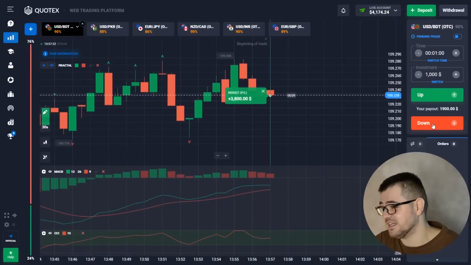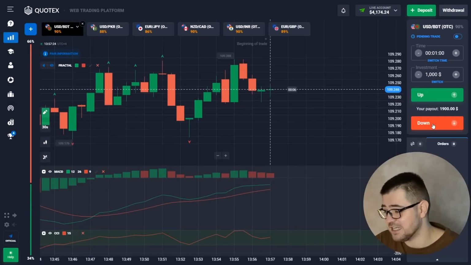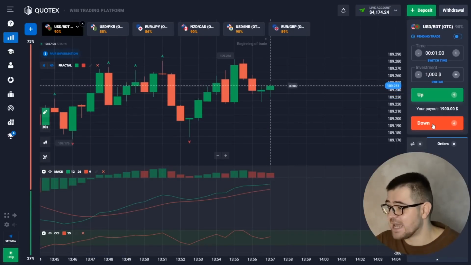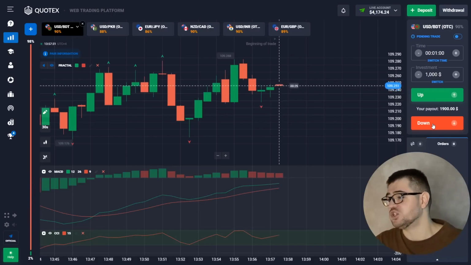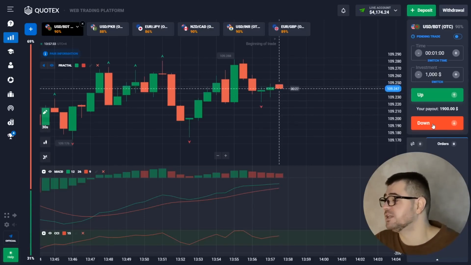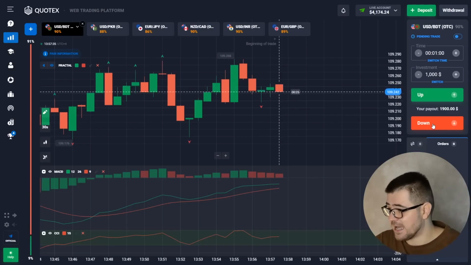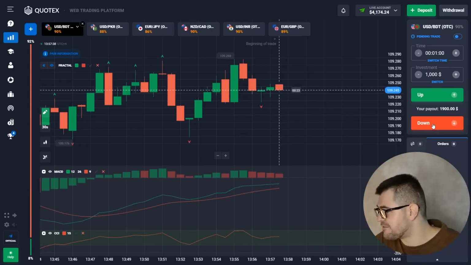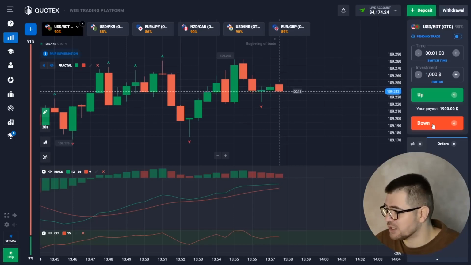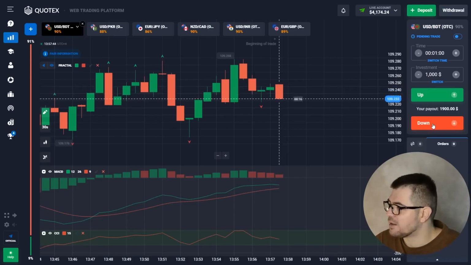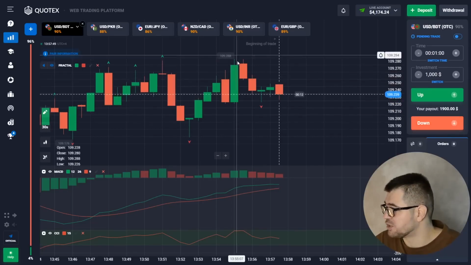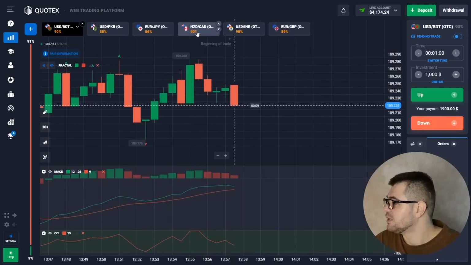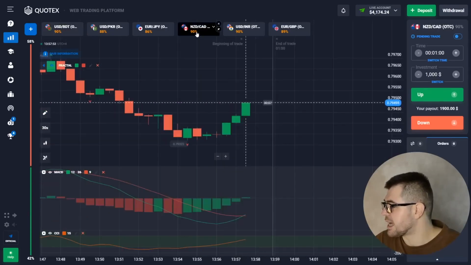Here is the profit, guys. From the 2000, we just had a profit of 1,800, which is 90% from this option. Let's have a look at our next option. So the balance is 4,000. We can make a $4,000 option. Next, let's choose a different asset.